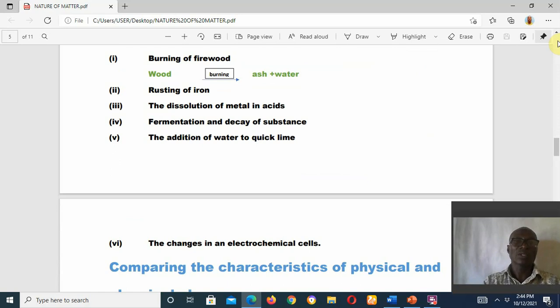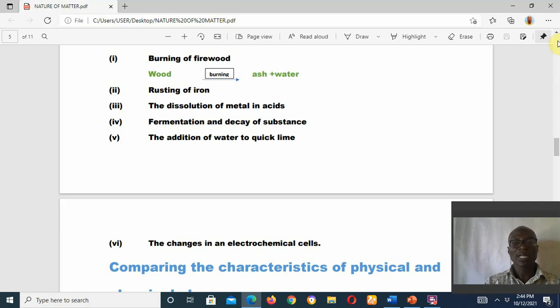Cannot be packed together again to get our iron. So rusting of iron is an example of chemical change. Three, the dissolution of metal in acid. When metal dissolves in acid, hydrogen will be liberated, and a salt will be produced. So dissolution of metal in acid is a chemical change.